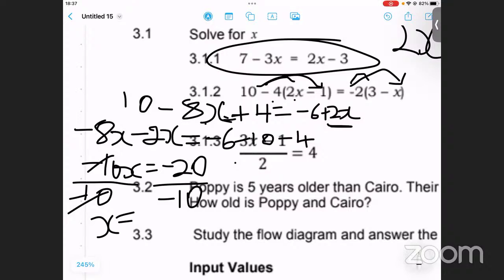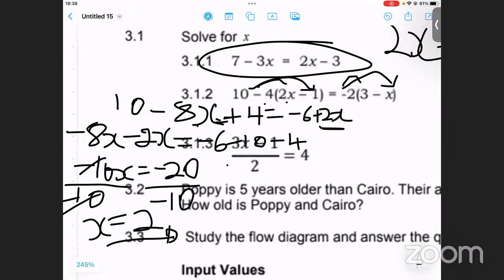How much do we get? What is 20 divided by 10? Is it 2? I think it's 2. Yes, ma'am. Perfect. And then this is supposed to be our answer, right? We are not saying this is our final answer yet.